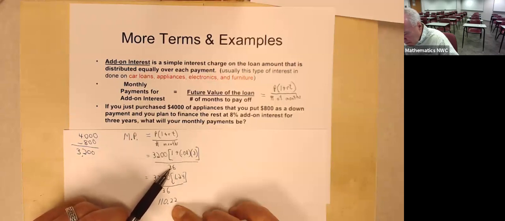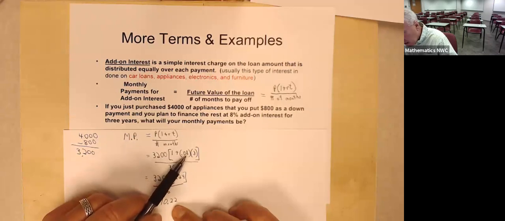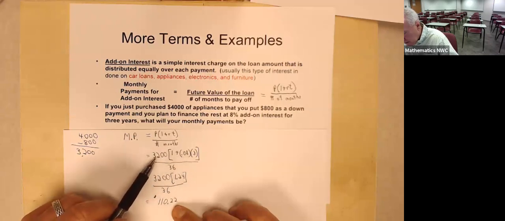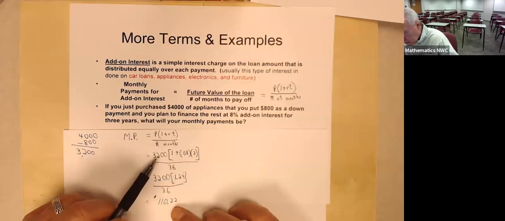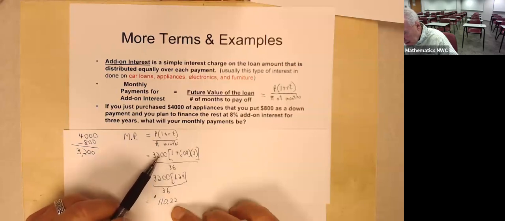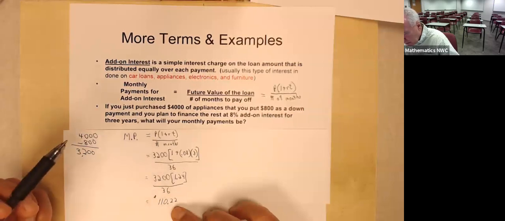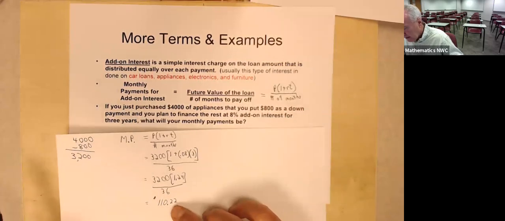So after I've paid maybe 16 months, I have 20 months left. I no longer have a balance of 3,200, but I'm still getting charged interest on the 3,200. That's why add-on interest is typically a little bit of a ripoff, because you're paying interest on the full amount, even though it is far less than that as you're paying it off. I hope that makes sense to you, why that seems to be a little harsh. Okay?